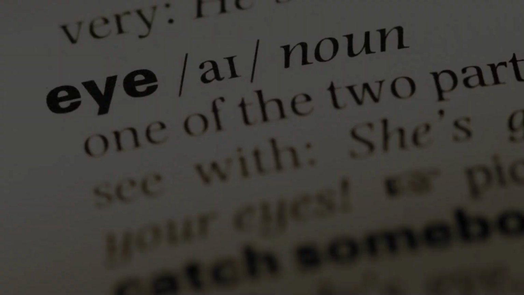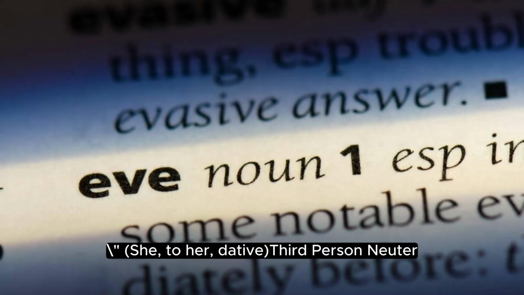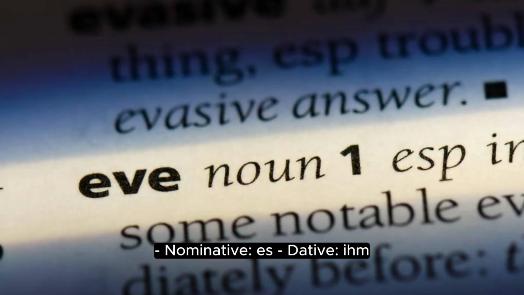Third person feminine, nominative, sie. Dative, ihr. Example, Das ist Michaela, sie gibt ihr ein Kleid. She, to her. Dative.